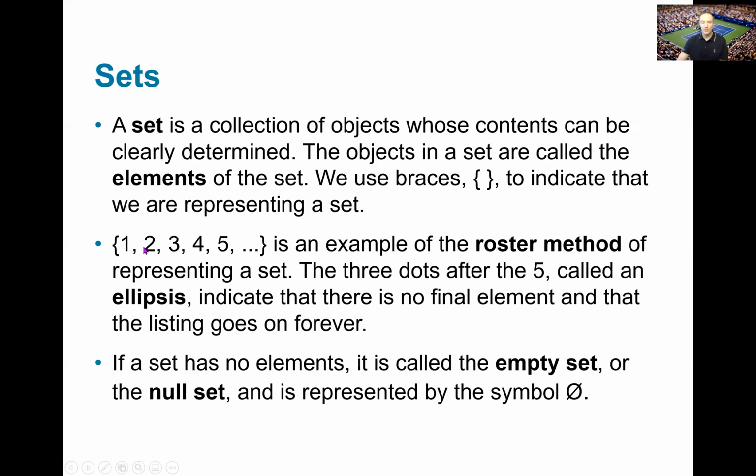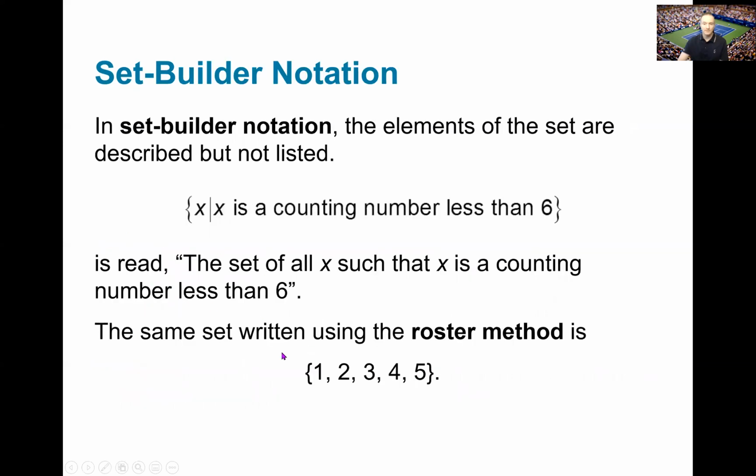Well, if I'm saying 1, 2, 3, 4, 5, and then anytime you see the dot, dot, dot, it means it's going to continue on in that pattern. So I'm supposed to assume, oh, this is just like the counting numbers, 1, 2, 3, 4, 5, 6, 7, 8, 9, 10, 11, 12, keeps on going on and on forever. So this is an example of the roster method of representing a set. The three dots after the 5, called an ellipsis, indicate that there is no final element and that the listing keeps on going forever and ever. So anytime you see that, you have to understand that just means that the set keeps on going.